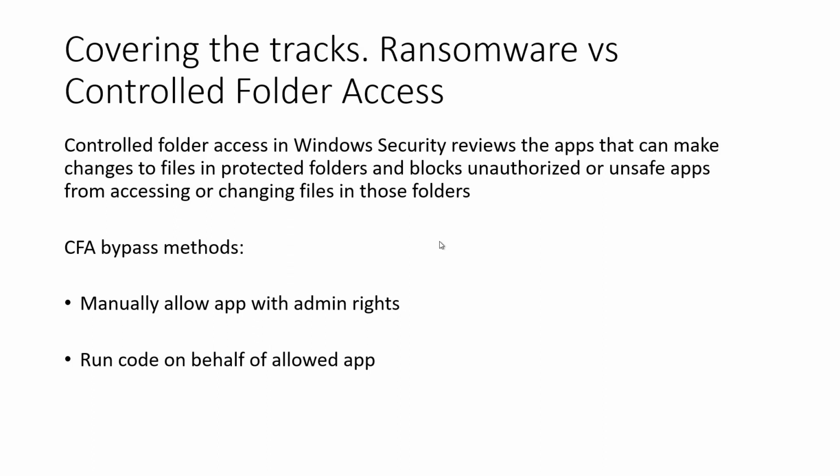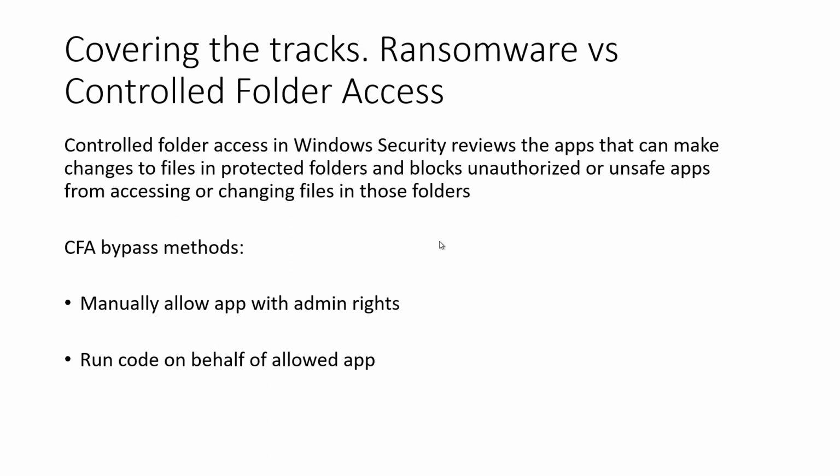But the workstation, in my case some folders of the workstation, will be protected by a feature called Controlled Folder Access, which will block unauthorized access to documents if the application that's trying to modify the file is not trusted. So how can we bypass Controlled Folder Access? There are two primary ways. Method number one: if we have admin rights, we can whitelist our application manually, of course. But if we don't have admin rights, we can run code on behalf of an allowed application.